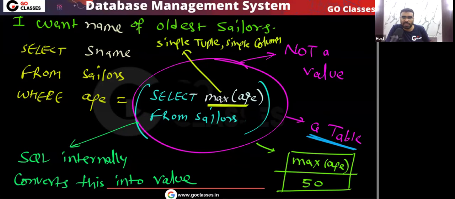A student is asking, can we put two aggregate functions? Tell me, what do you think? Just use your common sense. It's not complicated. If I use two aggregate functions here, then this will be illegal, invalid. Here you have a single tuple, single column, so this is valid. SQL will internally convert it into a value.